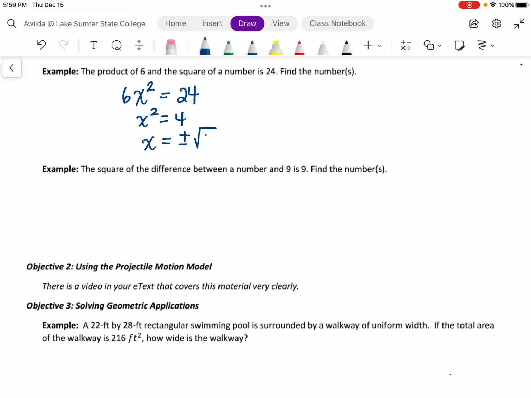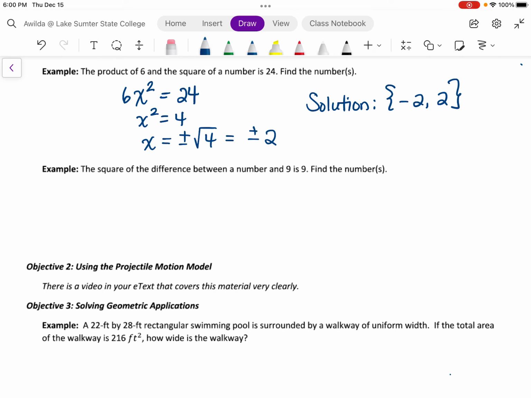And then we'll use the square root property to say that x is equal to either the principal or the negative square root of 4. Therefore, x is equal to either plus or minus 2. That means that there are two solutions to this problem. The number could either be negative 2 or the number could be positive 2. We'll write that in set notation.